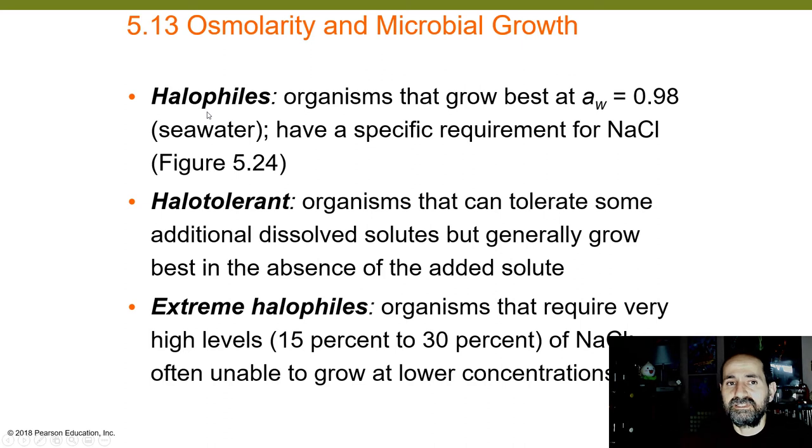Now, there are some bacteria that can grow better at lower water availability. These are called halophiles. These are bacteria that grow best at water availability of less than 1. This is seawater. They have a specific requirement for salt. And then there are halotolerant organisms. These are ones that can tolerate some additional dissolved solutes, but generally go best in the absence of solutes. And then there are the extreme halophiles. These are the ones that grow in places like the Dead Sea, where we have 15 to 30% salt. They require very high levels of salt to grow.